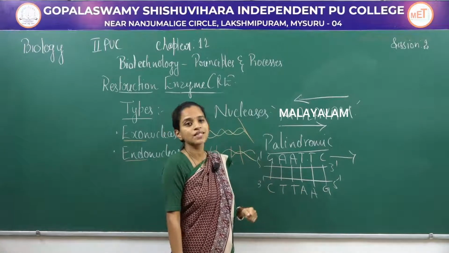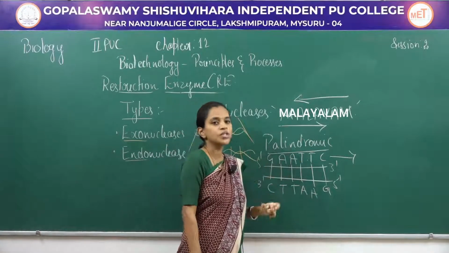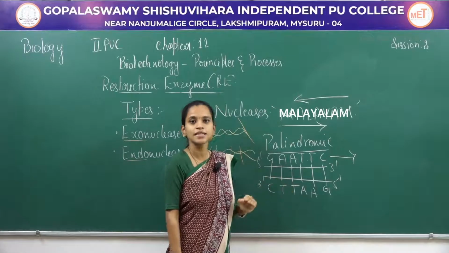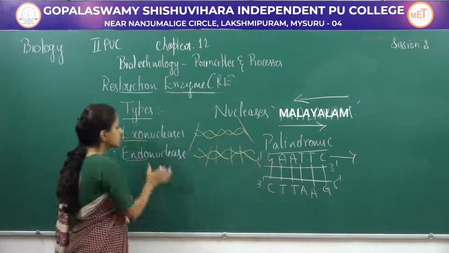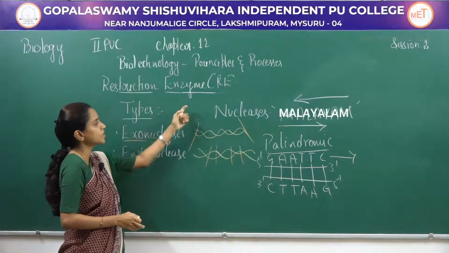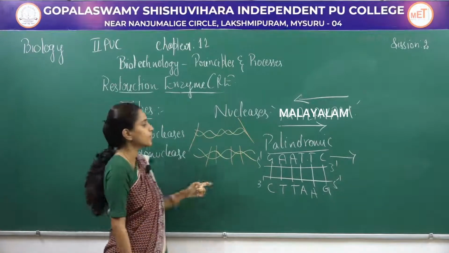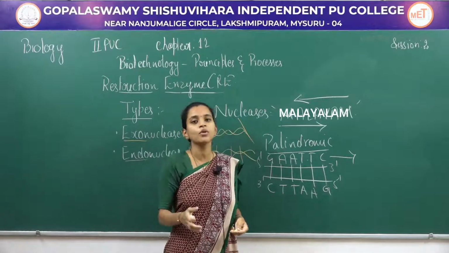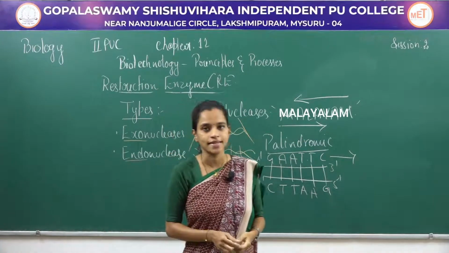This type of sequence can be called a palindromic sequence because if you read it from either side, it remains the same. So normally these endonucleases or exonucleases, or in general the restriction enzymes, act upon the palindromic sequence. Next we will have to study the action of restriction enzymes.